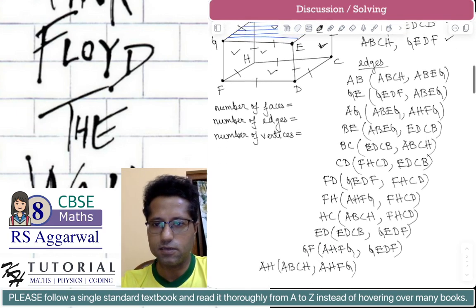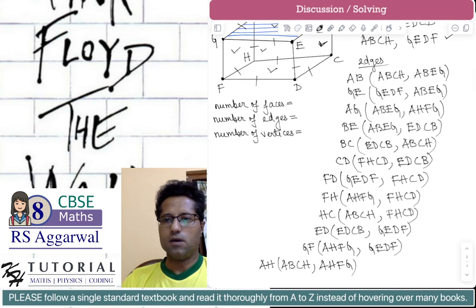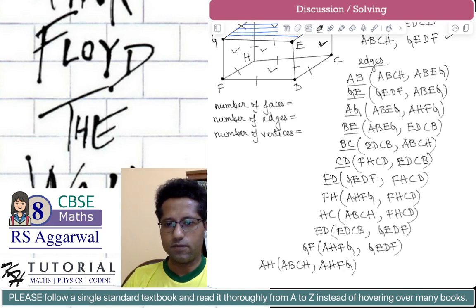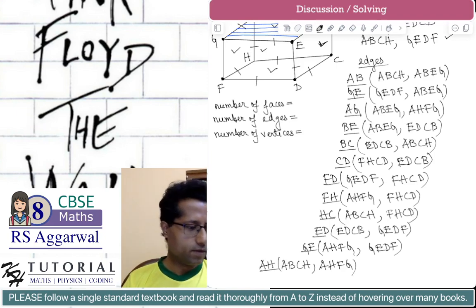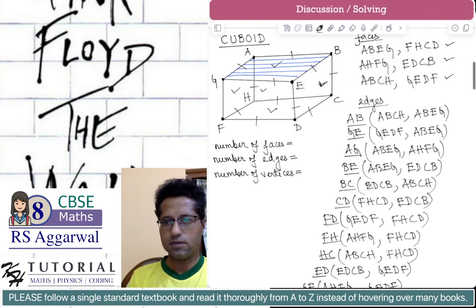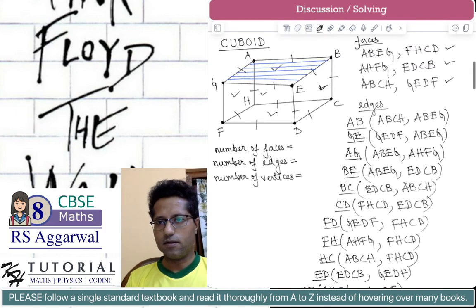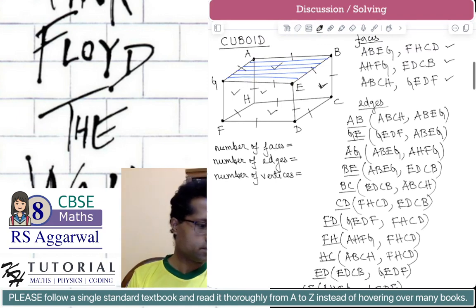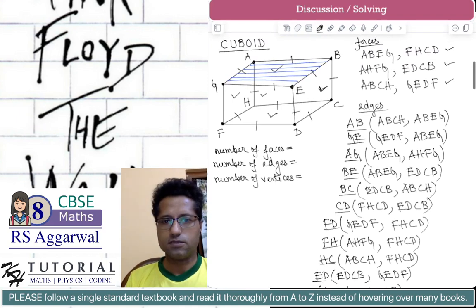So how many edges are there? Let me count. 1, 2, 3, 4, 5, 6, 7, 8, 9, 10, 11, 12. I will quickly verify from the book. Yes, so there are 12 edges. So these are 12 edges, and we have already seen there are 6 faces. I hope there are 6 faces. Yes, there are 6 faces.